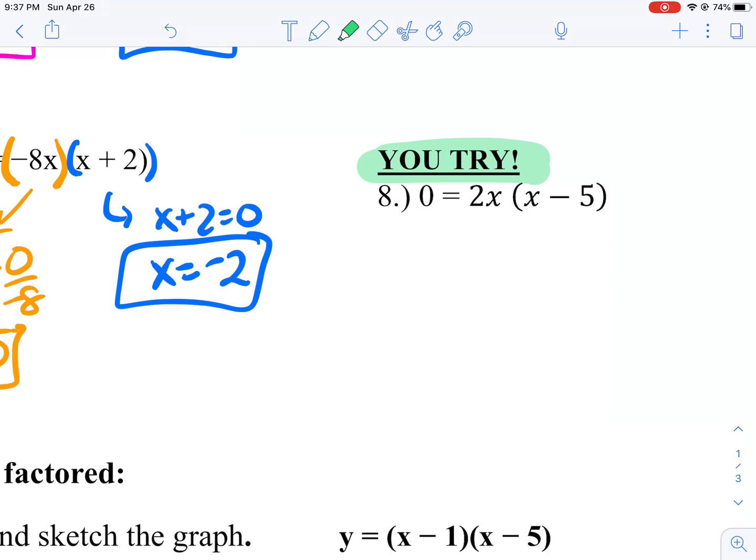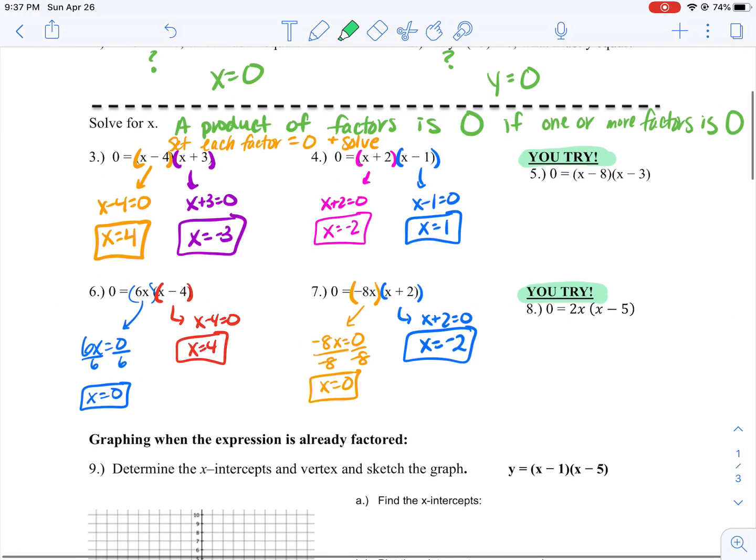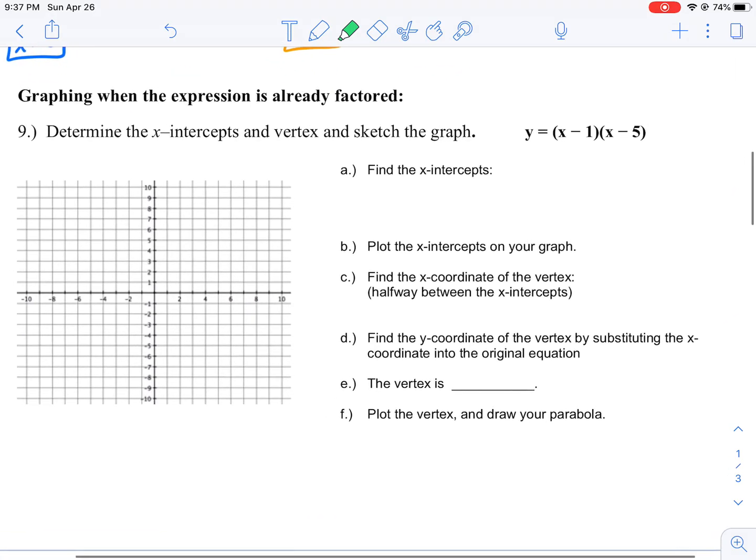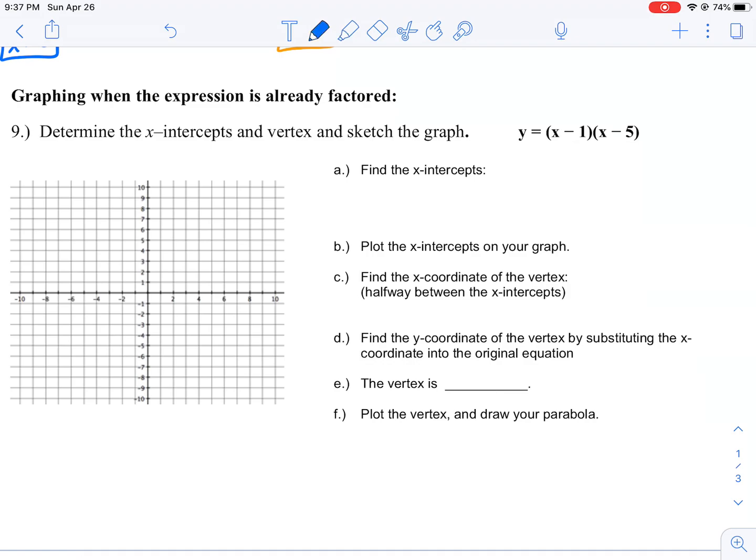Okay. Now we're going to take that same idea to help us to graph. Now, when we are graphing, you are going to be given an expression that's already factored, right? This is factored form. We did the practice the last couple days over how to identify factors and how to actually factor. So now I'm giving you an expression that's in factored form.